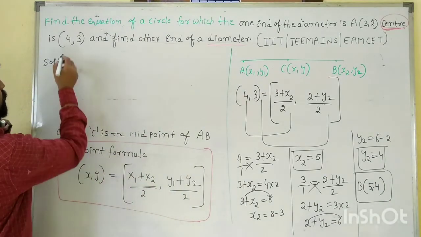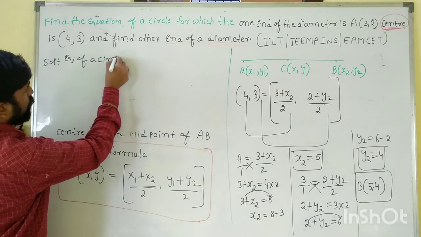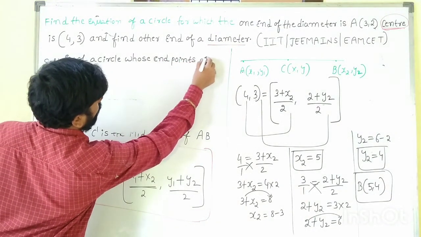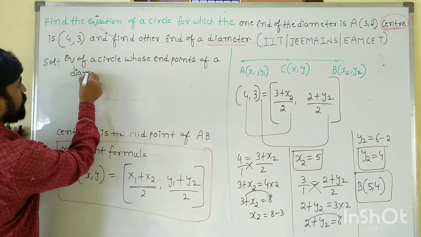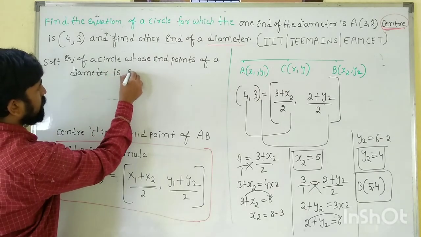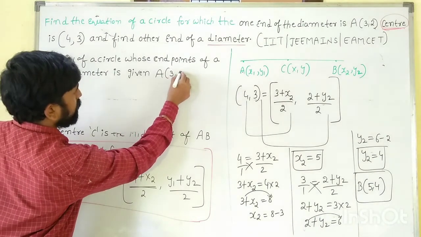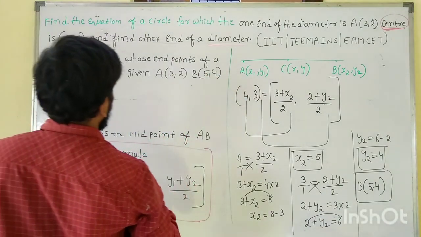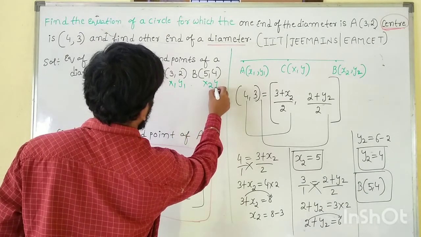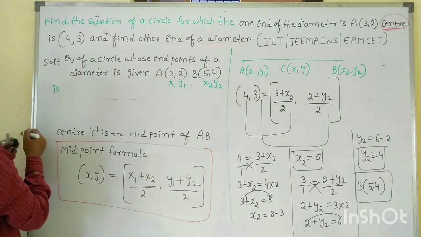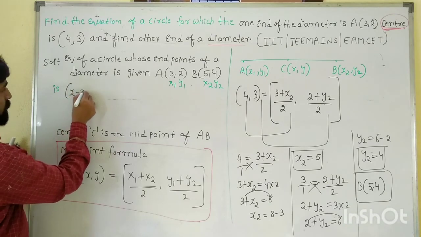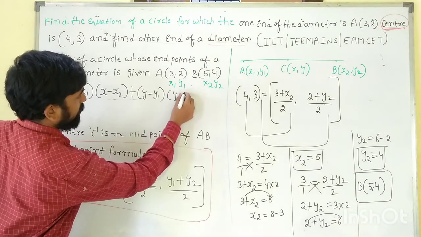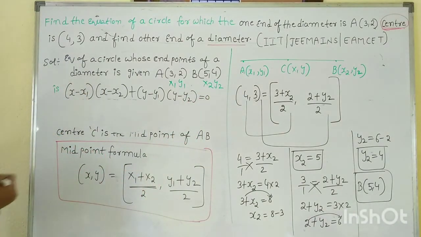The equation of a circle whose endpoints of a diameter are given: A is 3 comma 2 and B is 5 comma 4, so these are x1, y1, x2, y2. The formula is x minus x1 into x minus x2 plus y minus y1 into y minus y2 equals 0.